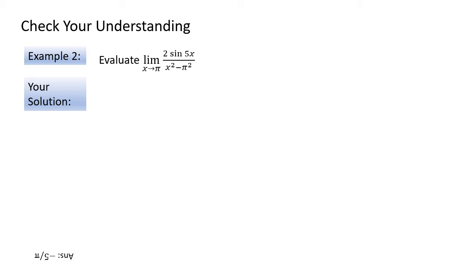So this example is a little different, it has a trig function in it. Evaluate the limit as x approaches pi of 2 sine 5x divided by x squared minus pi squared. What you need to remember about this is when you have sine and cosine and tangent functions, we talked at the very start of this unit about what their graphs look like. Sine and cosine are recurring functions, they're cyclical.